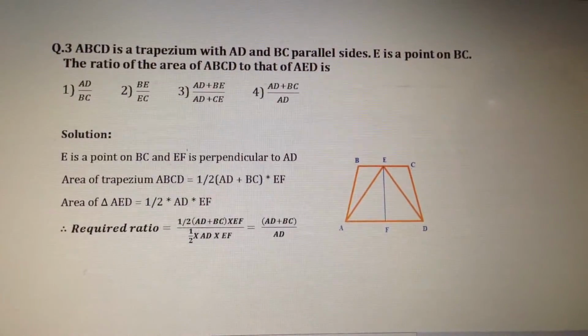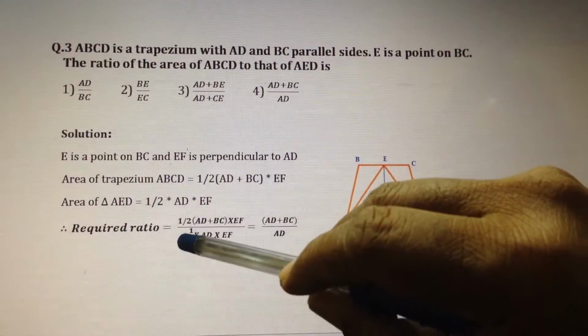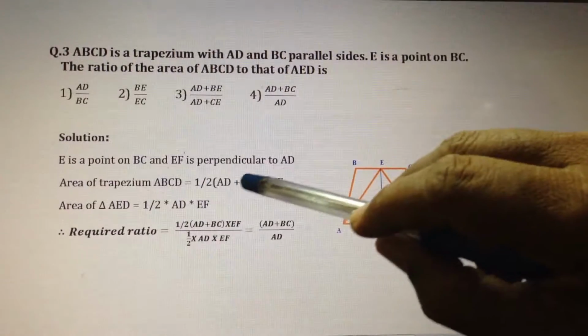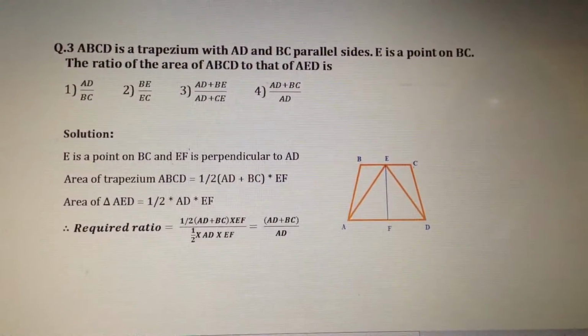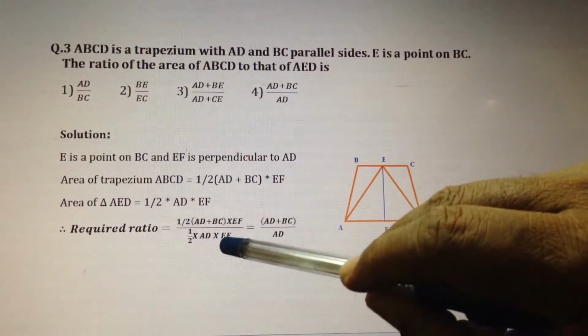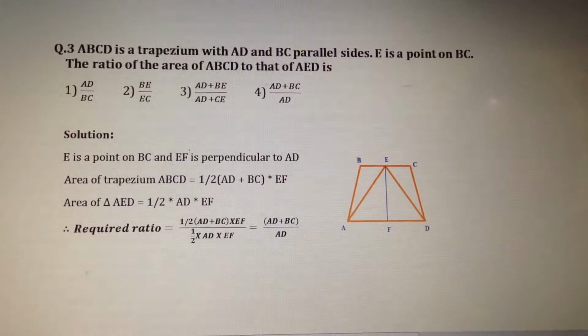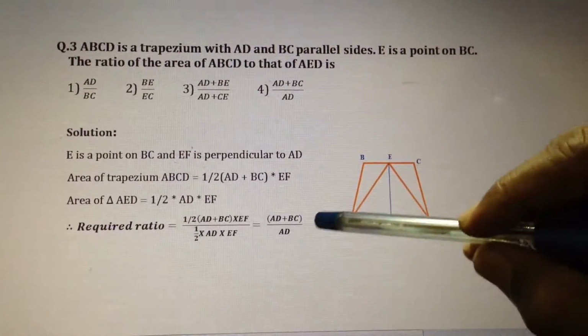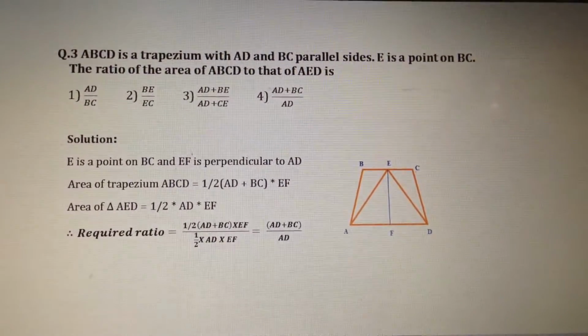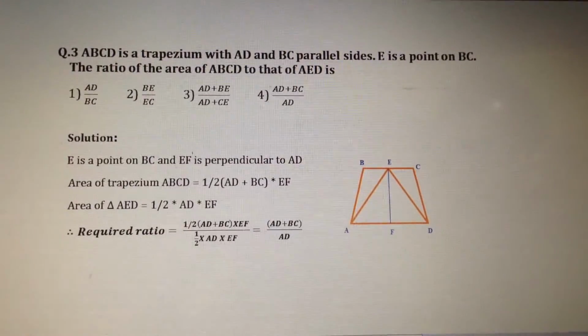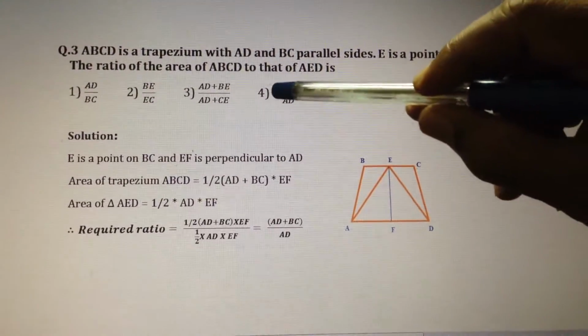Now let us see the ratio. Required ratio is equal to half into (AD plus BC) into EF by half into AD into EF, which is equal to (AD plus BC) by AD. Therefore, our answer is (AD plus BC) by AD, which is the fourth option.